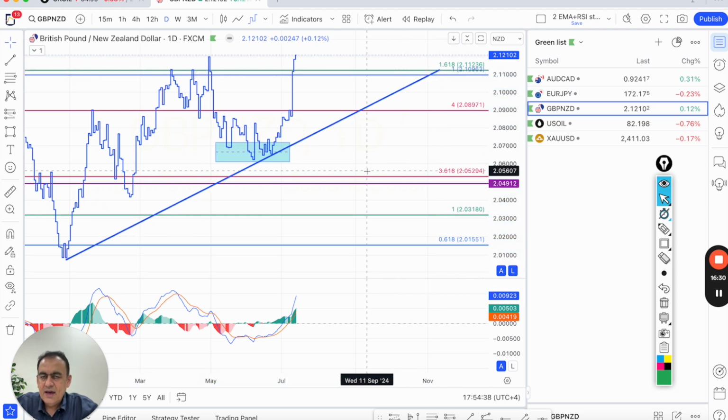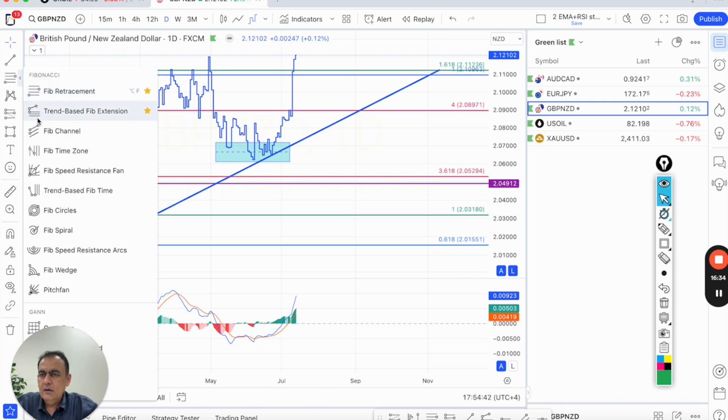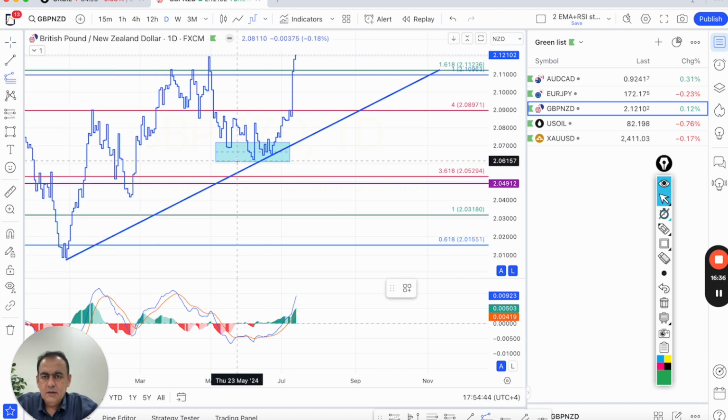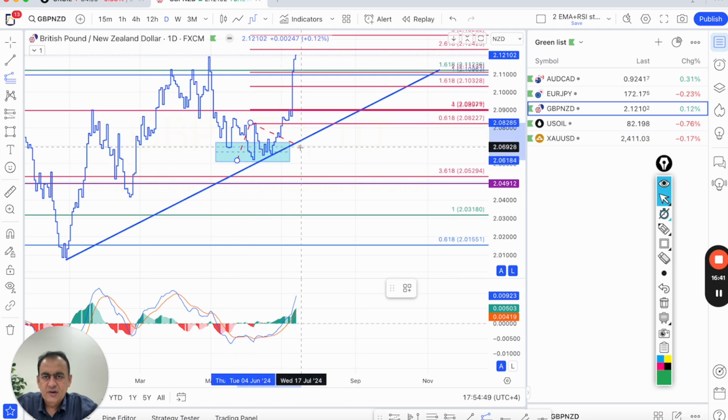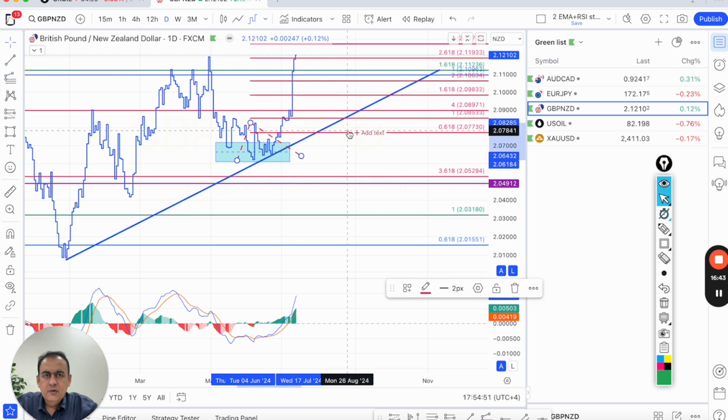If you need to understand how deep a correction could go, I'm going to plot one more Fib extension here on the latest price action. The current level is around Fib extension 2.61. In case we get some correction in the upcoming week, I'm expecting up to 1.61. So any pullback towards 2.09, 2.10 should be taken as an opportunity.